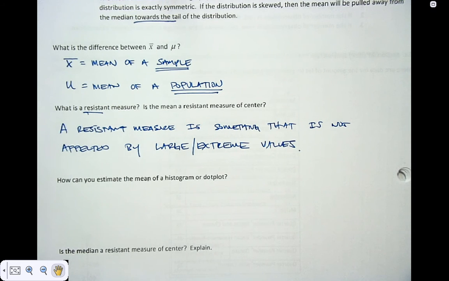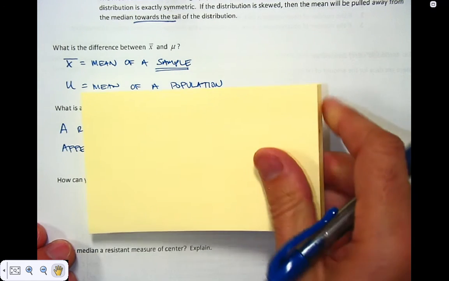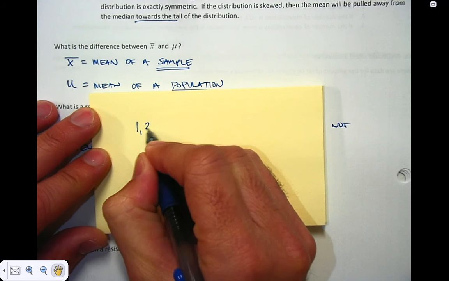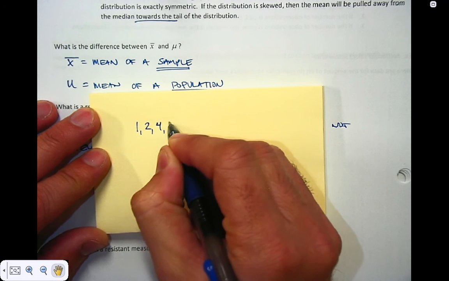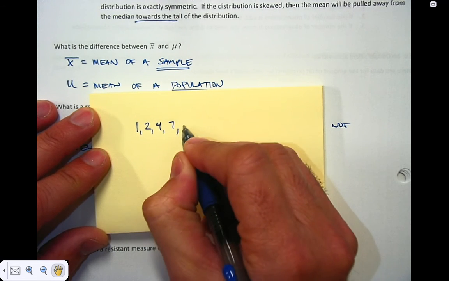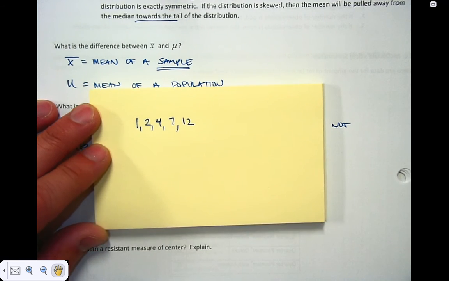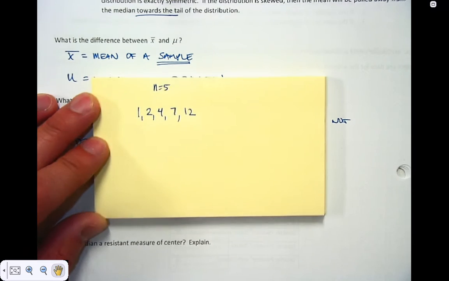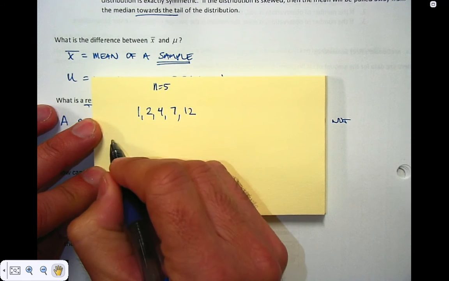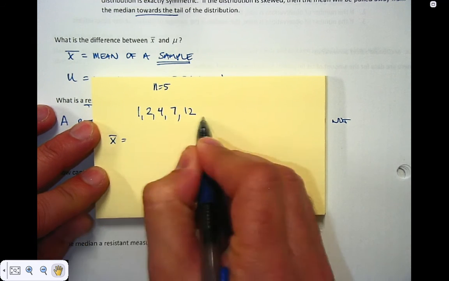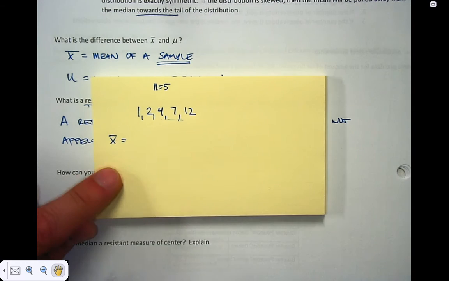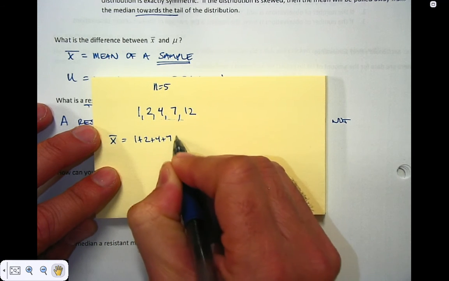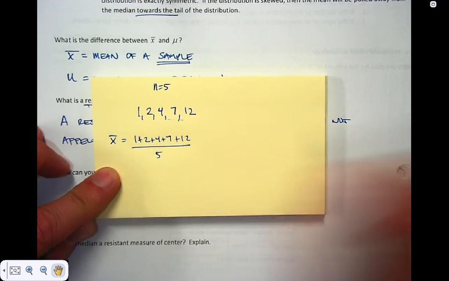So what does that mean? Let me give you a little example. Let's say we have the numbers 1, 2, 4, 7, and 12. Simple, we've got 5 numbers. If you wanted to find the average, we'll assume that this is a sample, and so the sample mean would be X bar. All we would do is say 1 plus 2 plus 4 plus 7 plus 12, divided by 5.